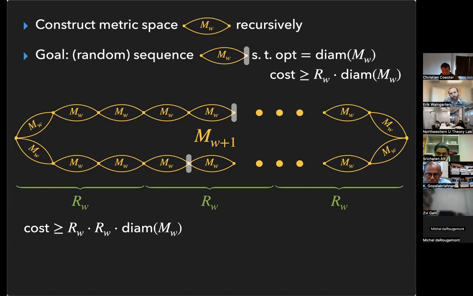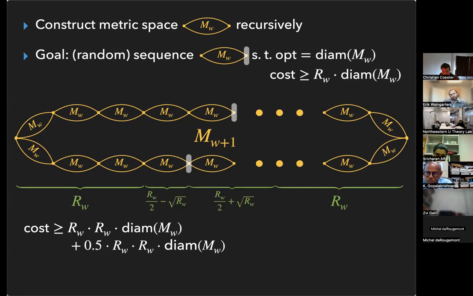And we do this for R_W steps. So each step hits the algorithm with probability 1/2. Therefore, the expected cost of this second stage is 1/2 times R_W, because that's the number of times that it got hit, times R_W times the diameter, which is our lower bound from the reduction, from the recursion.